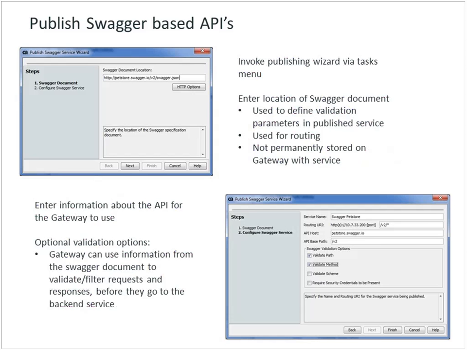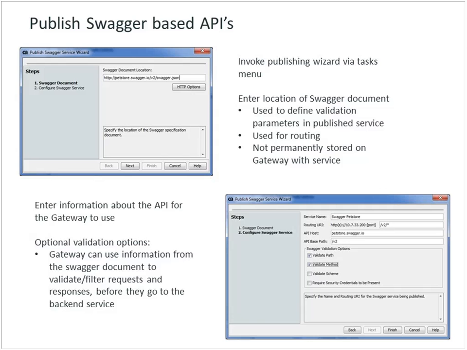So in order to publish a Swagger-based API via the policy manager, this will look very similar to what users currently do for SOAP services or other XML services. So the ability to invoke the publishing wizard via the task menu. I should quickly note that with SOAP services you would right-click on services and select publish from this or publish from that. We don't have that functionality yet, but it is available via the task menu.